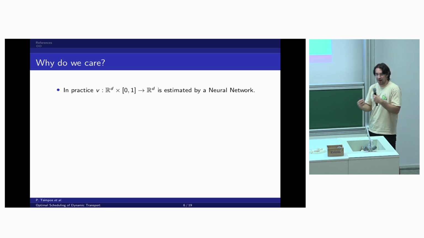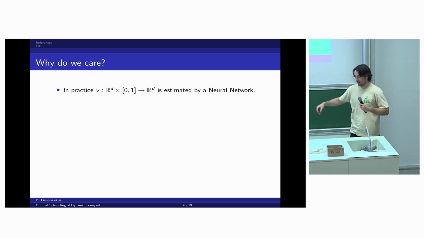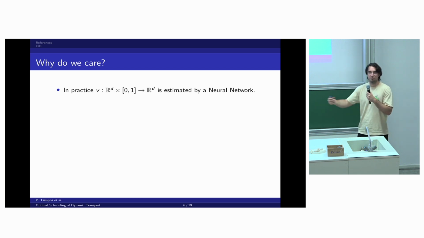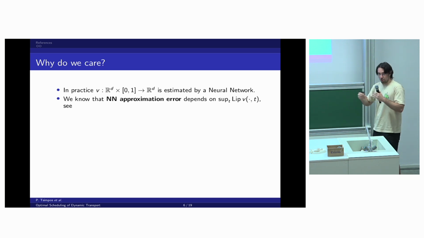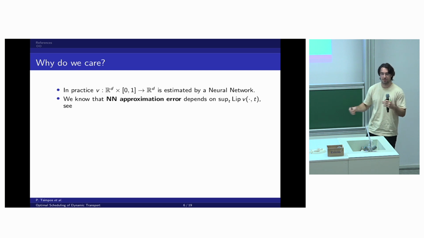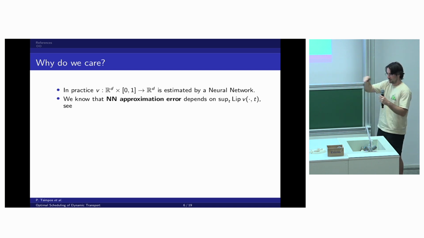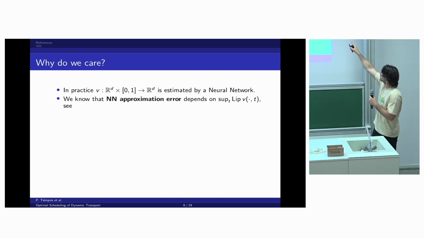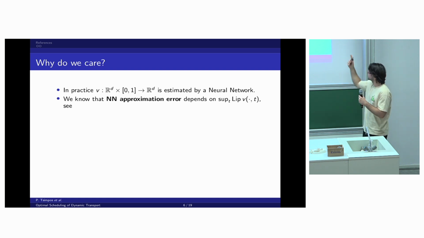And why do we care? Well, we care because in practice, if you wanted to actually solve this problem, you would estimate V by looking over a class of neural networks and maybe minimizing some kind of MLE, maximum likelihood estimation objective. Amongst other things, we know that our ability to approximate a target function, in this case this velocity field, over a class of neural networks with bounded parameters, things like sparsity, maximum infinity norms of the layers, width, and so on, will depend on that quantity that I showed you. Actually, it's the supremum over time, not just its time 1 value. So this is the uniform in time Lipschitz constant of this function.